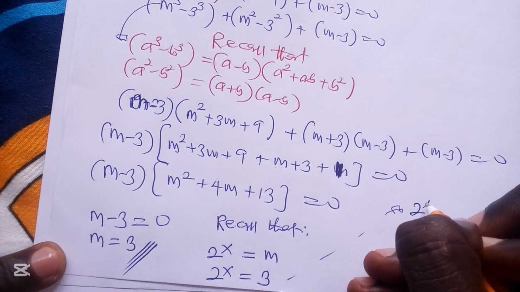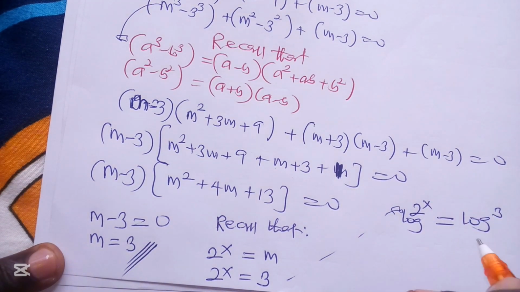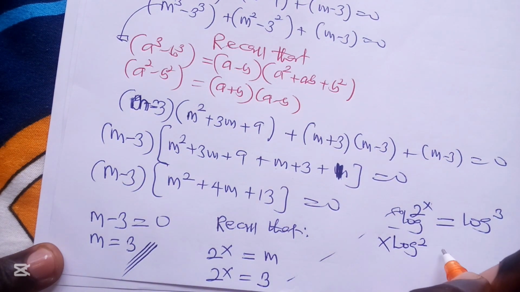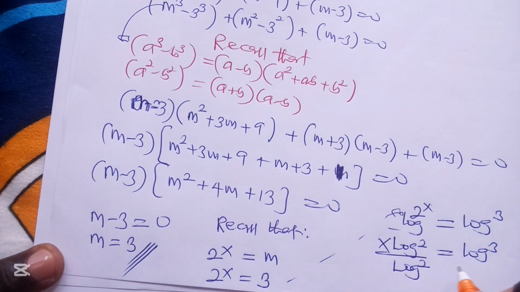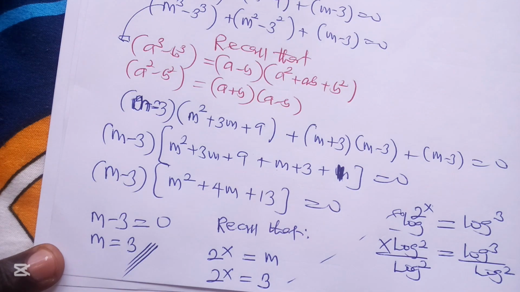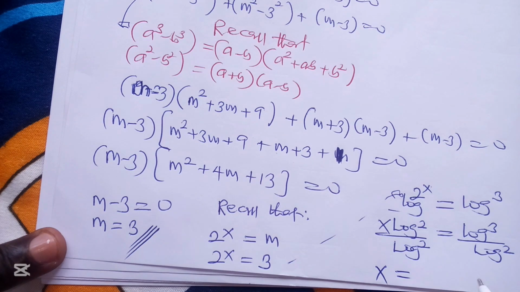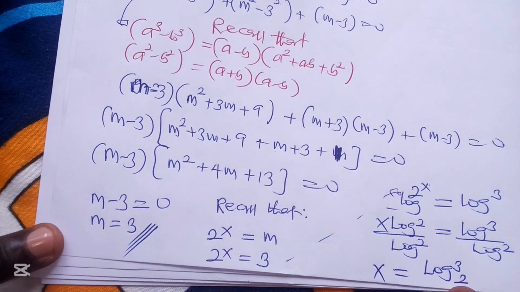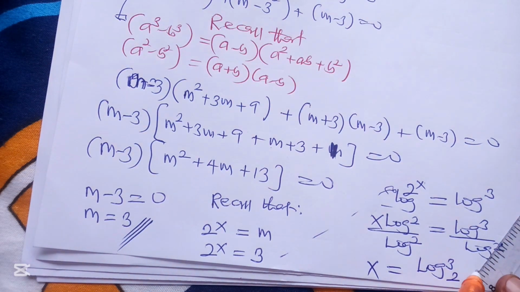That is log of 2 raised to the power x is equal to log 3. Now this moves down and becomes x log 2, which equals log 3. Now we divide both sides by log 2. So the value of x that we have to find becomes log 3 base 2.